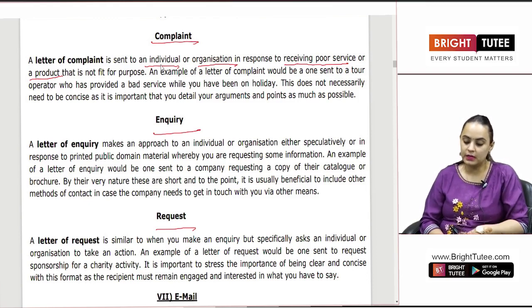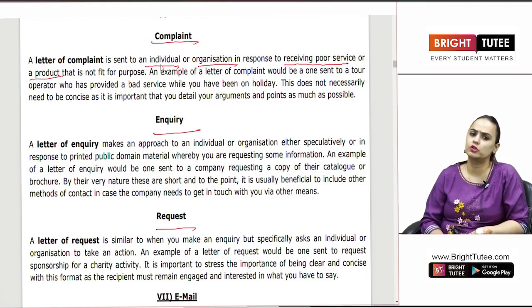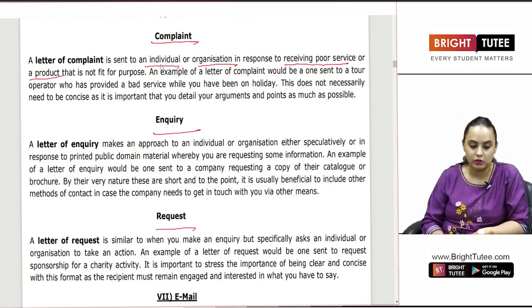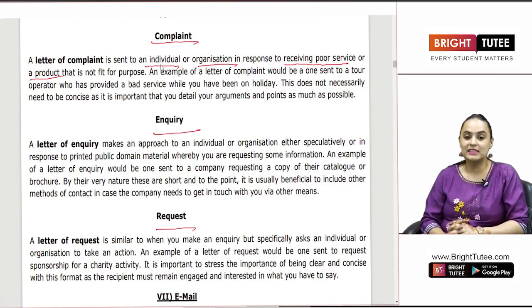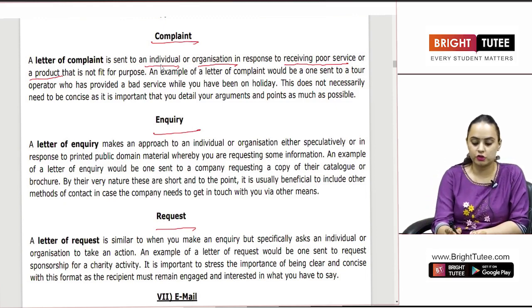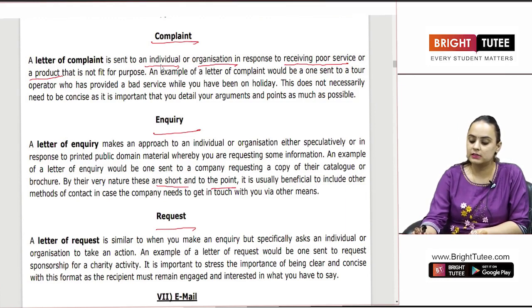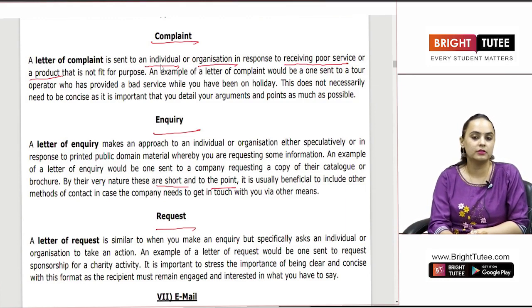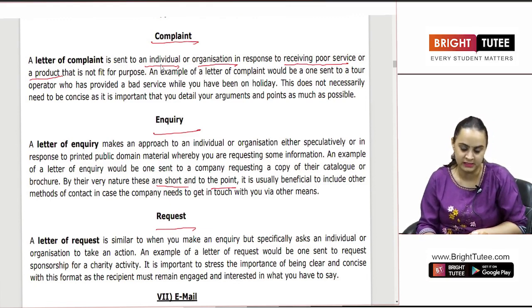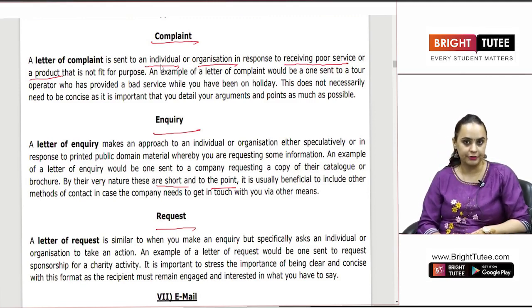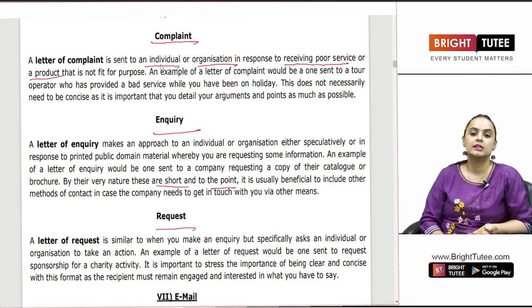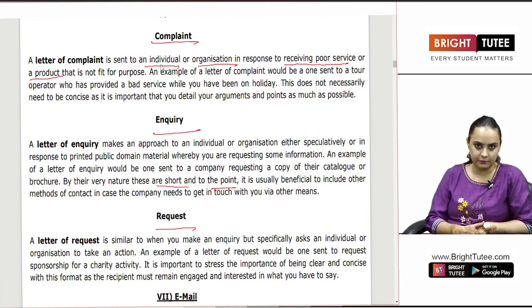An example would be, imagine that there is some company and you wish to do some business with them. So, you are writing a letter to them, requesting them to share their catalog or their brochure with you. Now, these inquiry letters are short and to the point. And it is usually beneficial to include other methods of contact in case the company needs to get in touch with you via other means. So, when you are writing a letter of inquiry, it is important for you to mention other ways of contacting you in case the company wishes to.